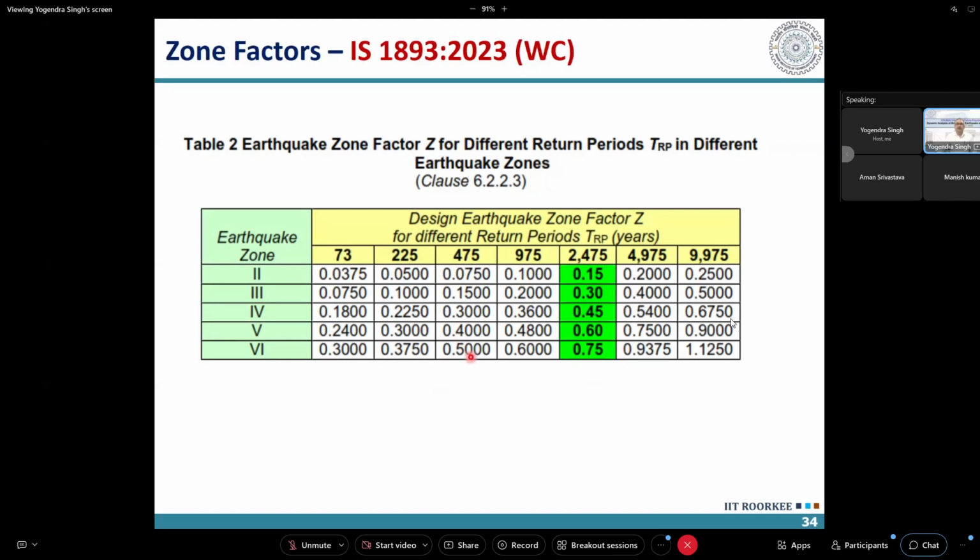So you can see that the importance factor still remains more or less the same. So it is 0.5 and this is 0.75. So important structures will be designed for 2475 years, but no additional importance factor is needed. So this 0.4 with importance factor 1.5 will become 0.6. So this ratio roughly remains 1.5 between the two earthquakes.